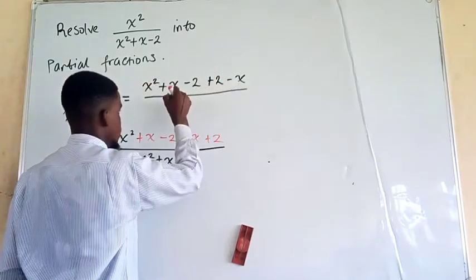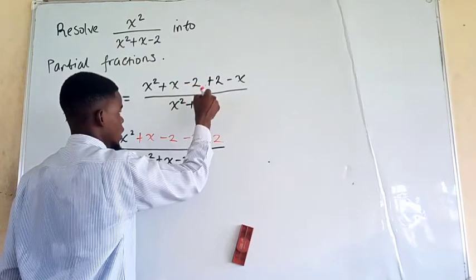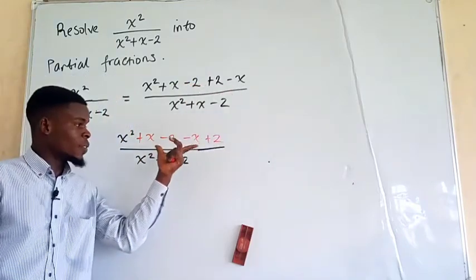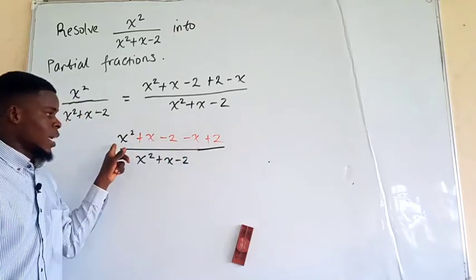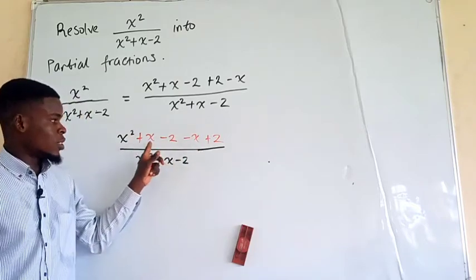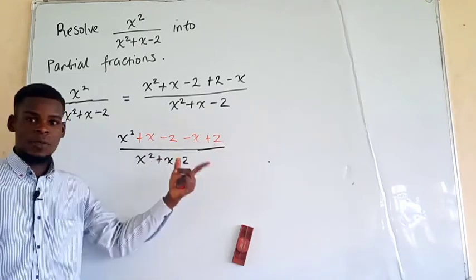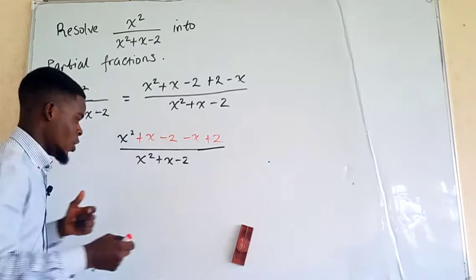Divided by x squared plus x minus 2. So you notice that at the top, if you compute everything again, you are going to get back just x squared. All this will be 0 because this is just an addition, and this is the negative of it. This is the negative 2, and this is the positive of it. If you add them together, they will be 0.